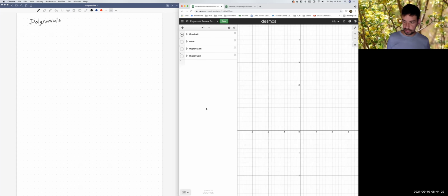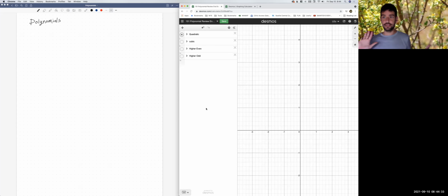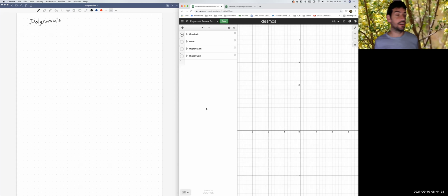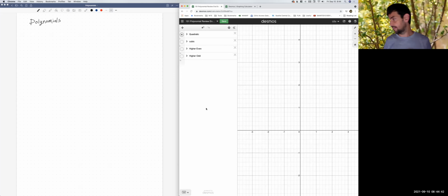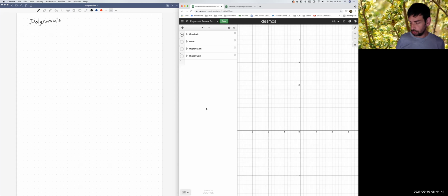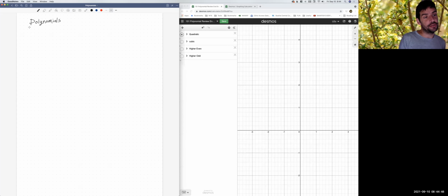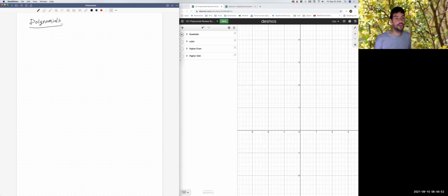All right, so continuing with our function review. In the last one, we looked at linear and quadratic functions, and I mentioned at the end that these are instances, examples of a larger class of functions called polynomials. So let's just define polynomials and talk about a few of their properties.